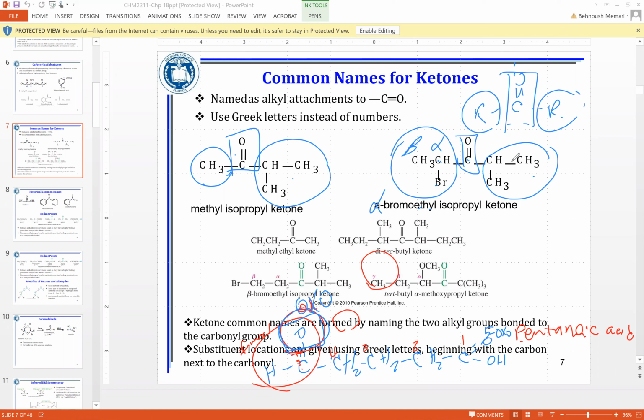Okay. If the two groups are identical, you can combine them, like dimethyl ketone. In this case, you have a methyl ethyl ketone, but if you had a CH2CH3 here instead, you could have said diethyl ketone. So you can combine it. That's the common name for ketones.